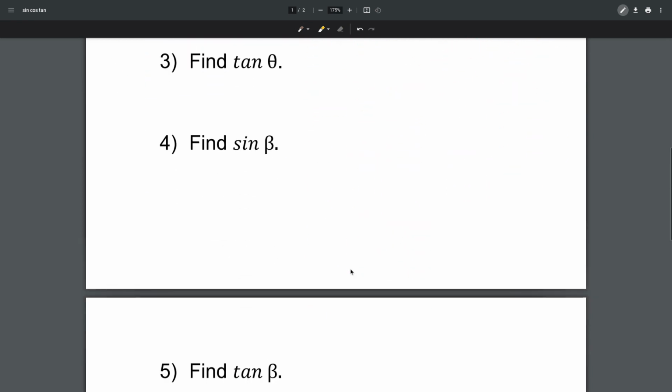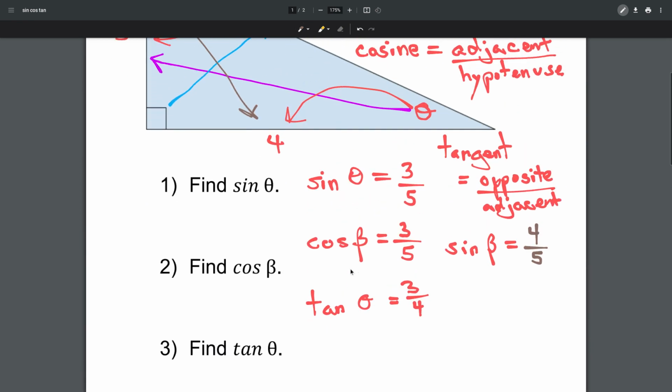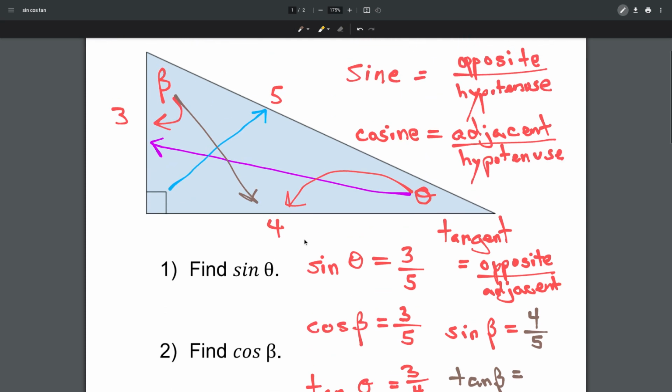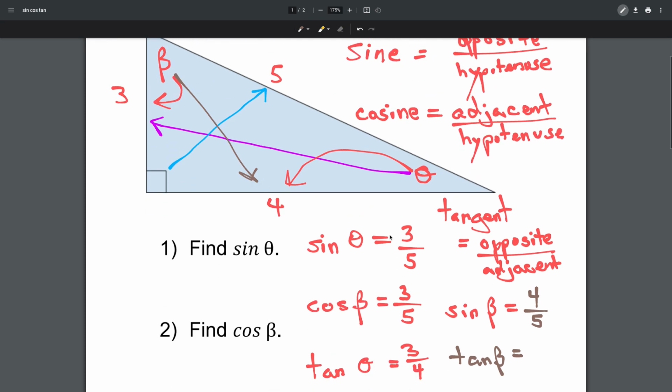After sine of beta, let's see, we're finding tangent of beta now. All right, so tangent of beta is the opposite side, so 4, over the adjacent side, 3.